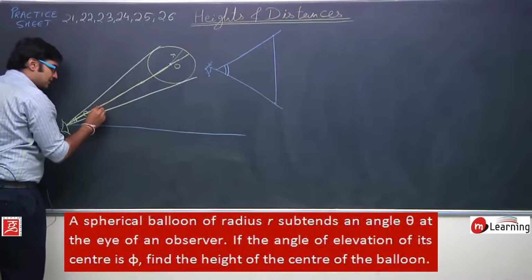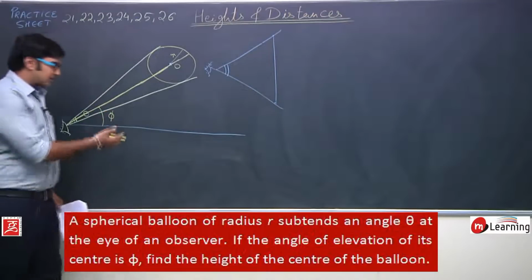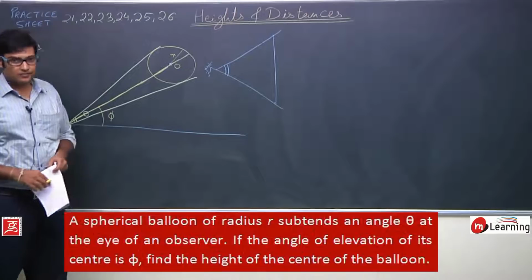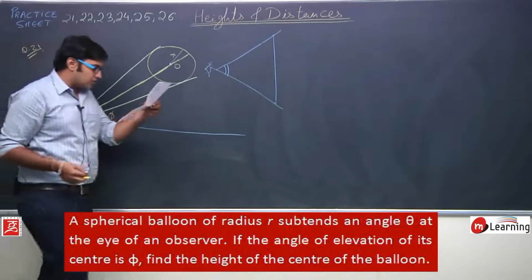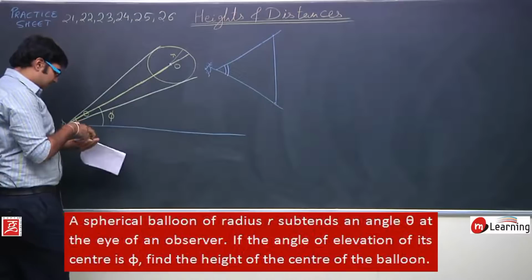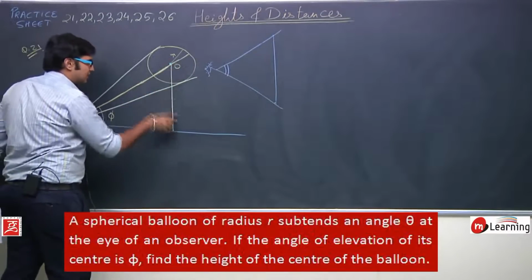And this line subtends an angle phi with this horizontal. Now I need to calculate the height of the center of the balloon. It means I need to calculate this particular height. My task is to calculate this height.